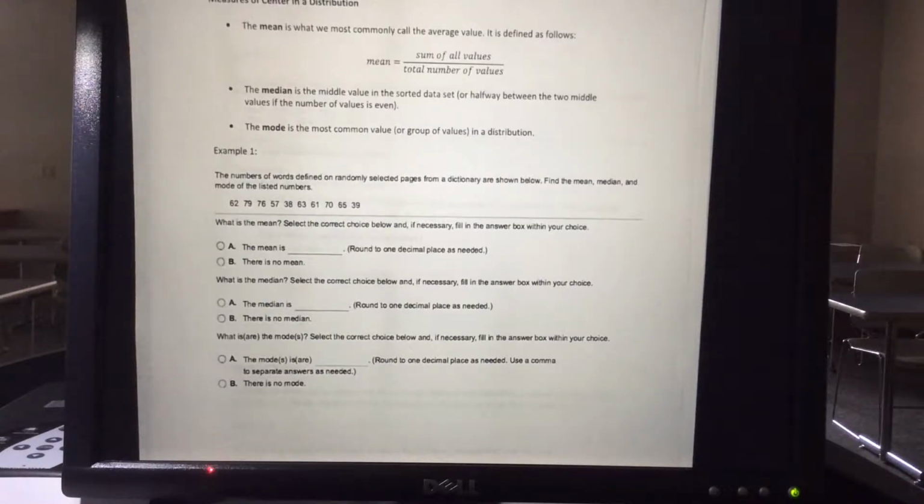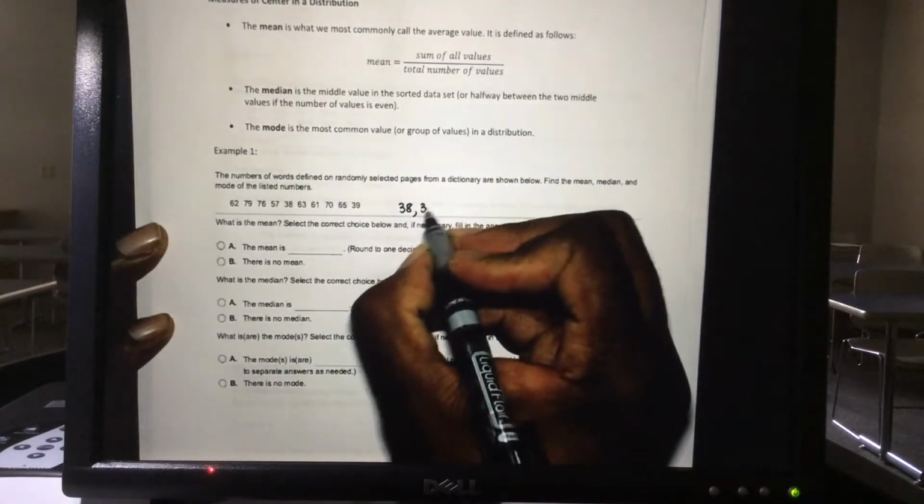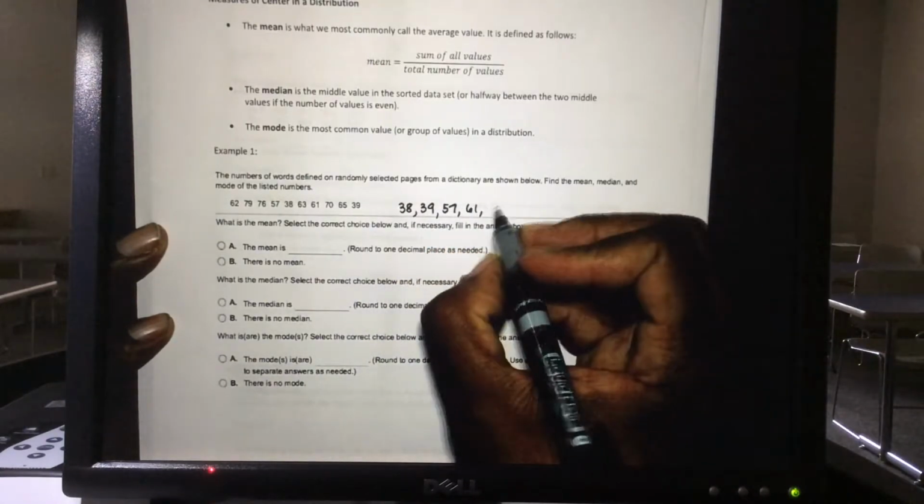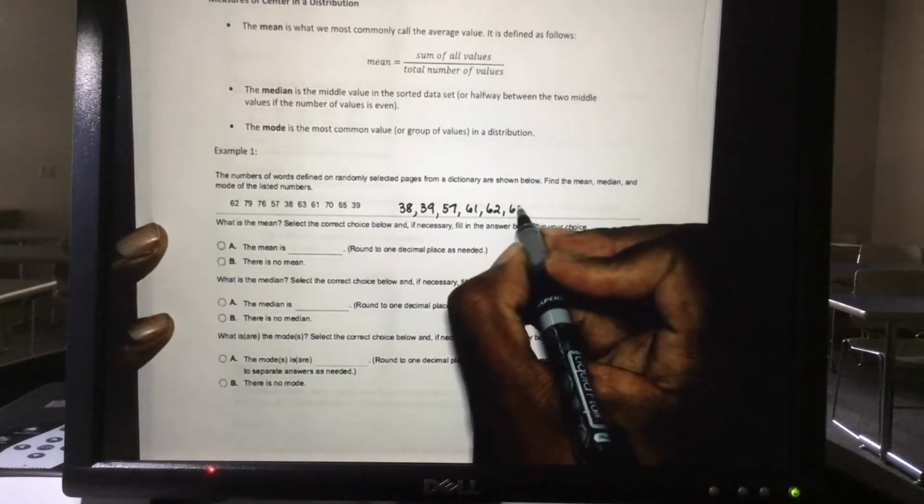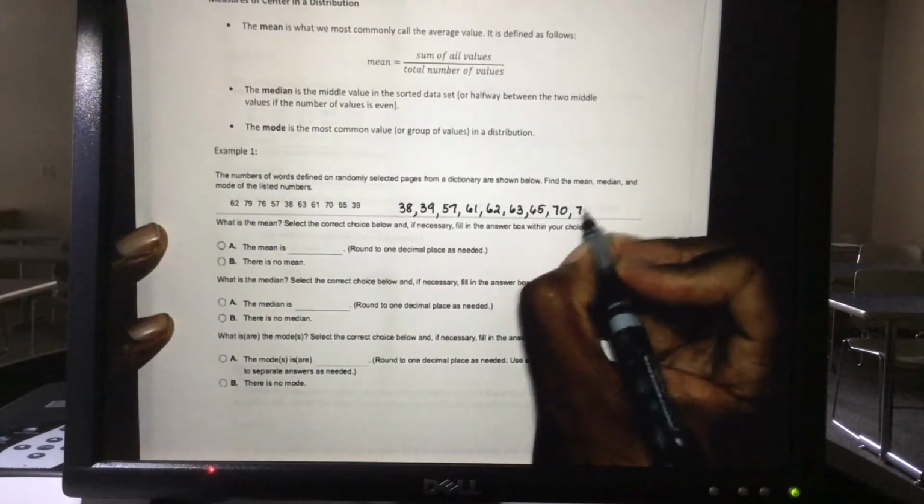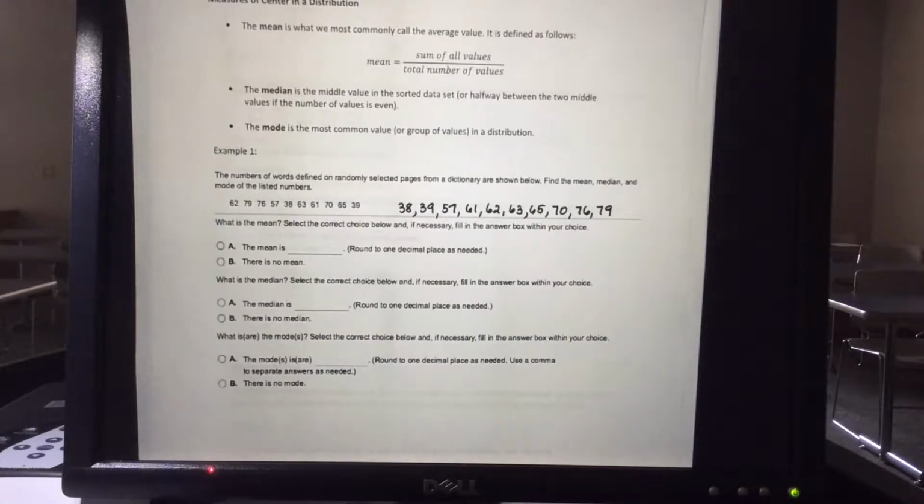Now, before we do anything, the first thing I would do is place these numbers in numerical order from least to greatest. Okay, so in this case here, I'm going to put 38 first, then 39, 57, 61, 62, 63, 65, 70, 76, 79. Here I'm putting them in numerical order. Okay, that's the first thing we do here.